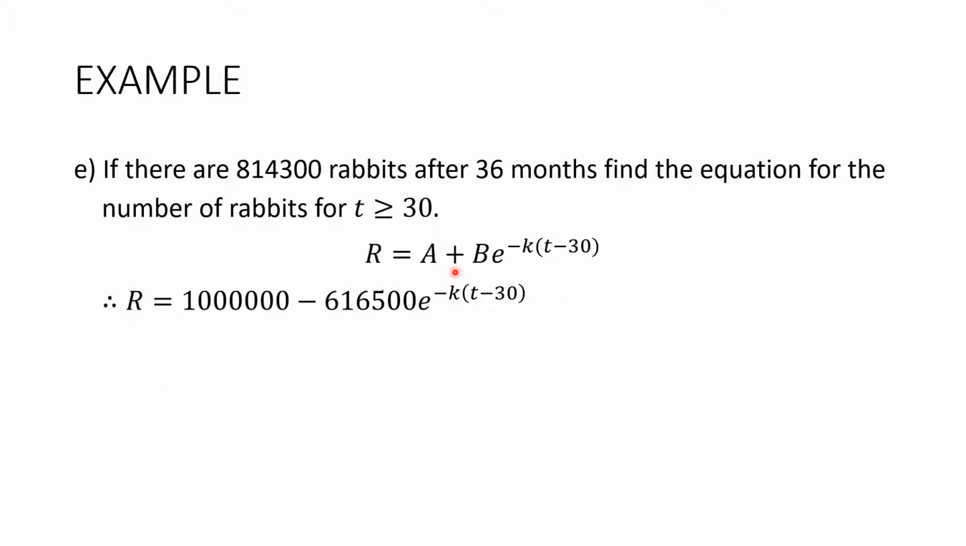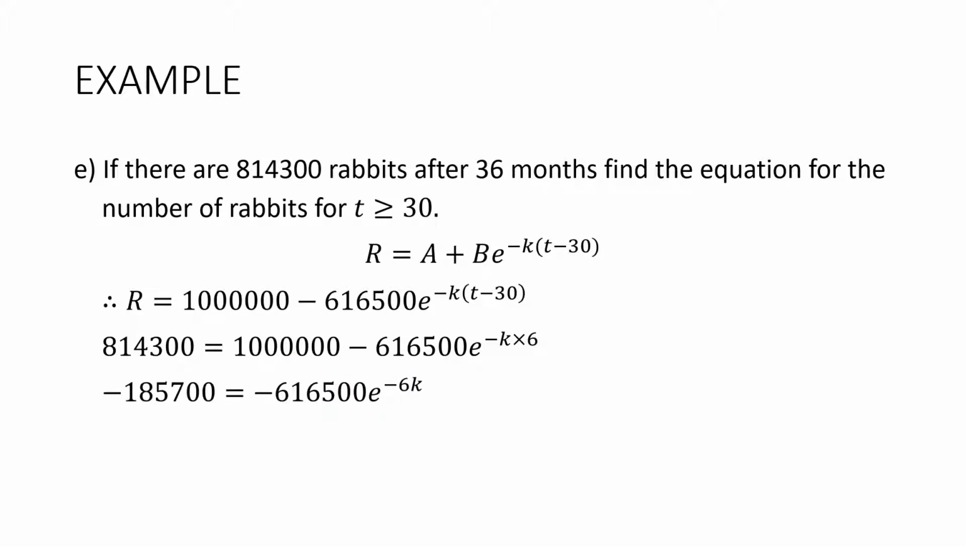Now we've just got to find out what k is. Is there another piece of information? Yes, there is. If there are 814,300 rabbits after 36 months, find the equation. So substitute that in, we can find out what k is. So 814,300 goes in here for the number of rabbits. And instead of t minus 30, I'm going to have 36 minus 30, which is 6. And here's our exponential equation to solve.